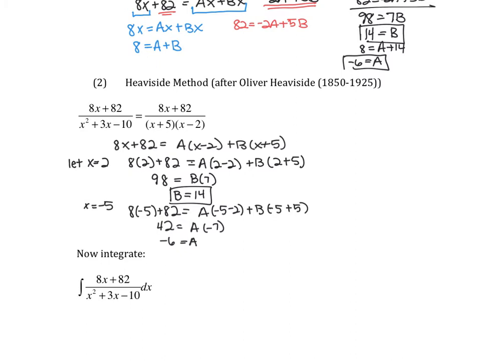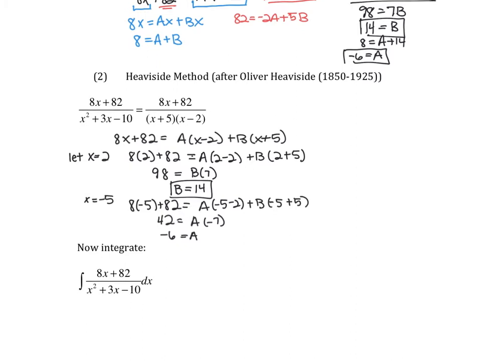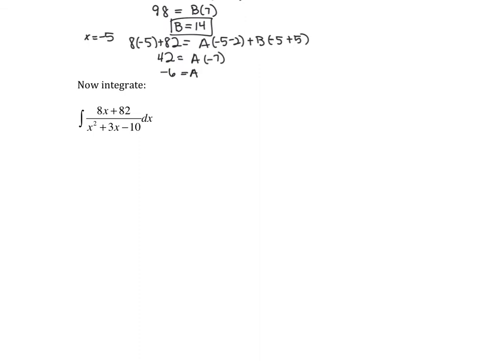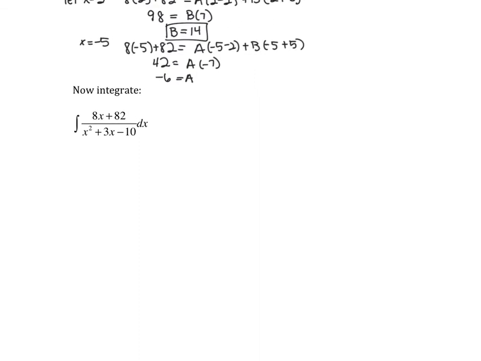Well, now let's look at the integration part of this. So if I rewrite this integral, I would rewrite it in its partial fraction decomposition that we looked at above, which was negative 6 over x plus 5 plus 14 over x minus 2 dx. Now, hopefully you'll start to see the pattern of these, but I'm going to rewrite this just a little bit before.